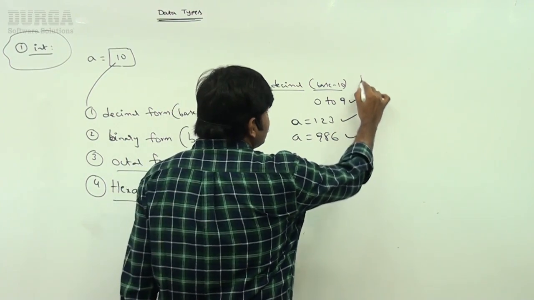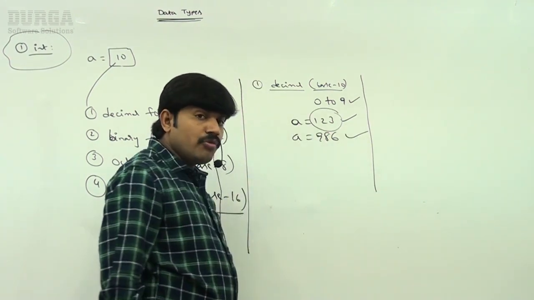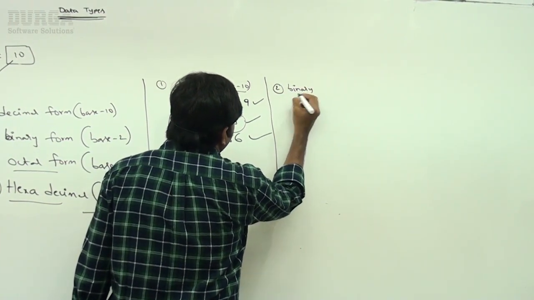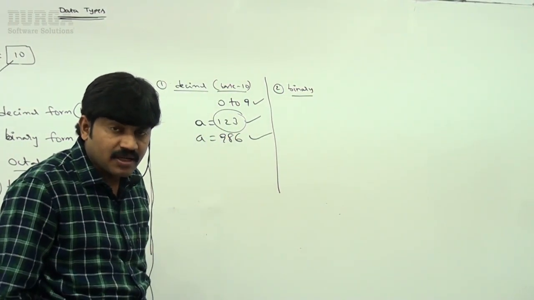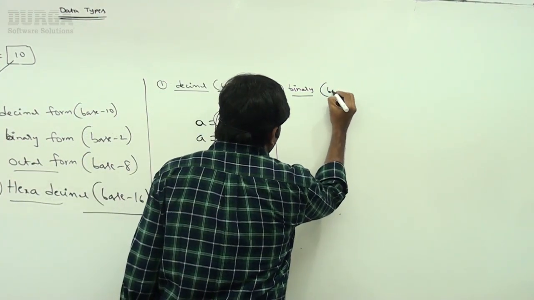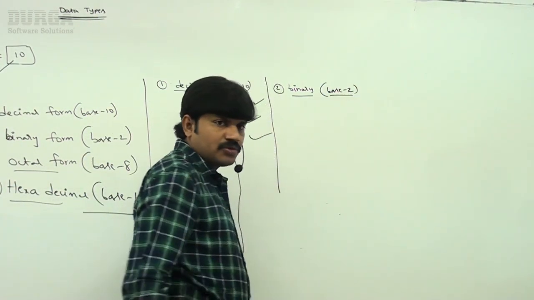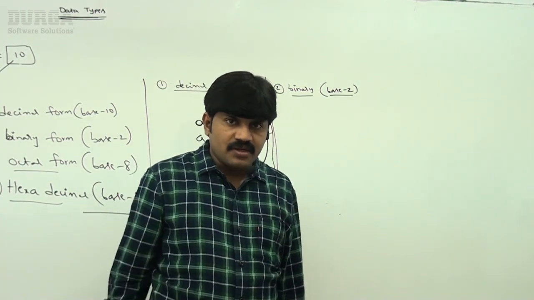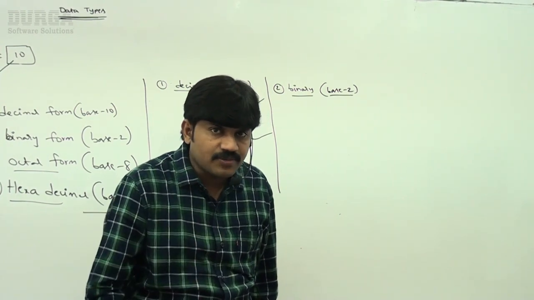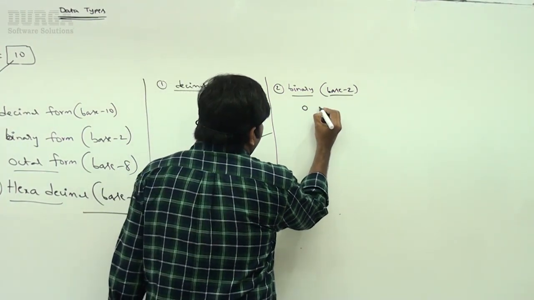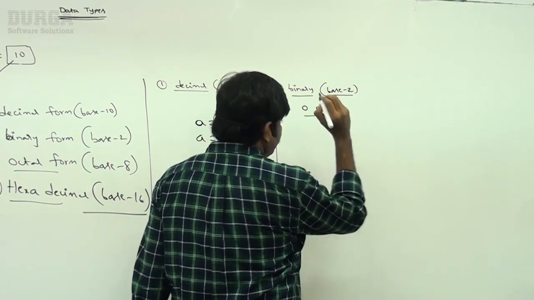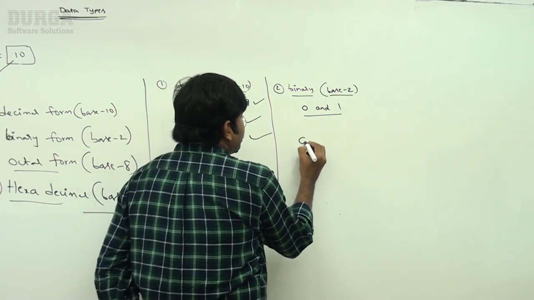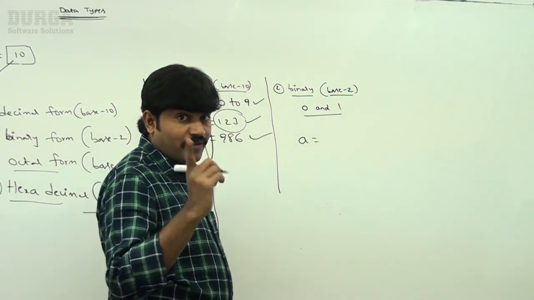Now the same integral value you can represent by using binary form also. Binary means base 2. In base 2, what are the allowed values? Zeros and ones. So allowed digits are 0 and 1. Remember, 0 and 1. Suppose I am taking a = 1111, listen carefully, very important point.